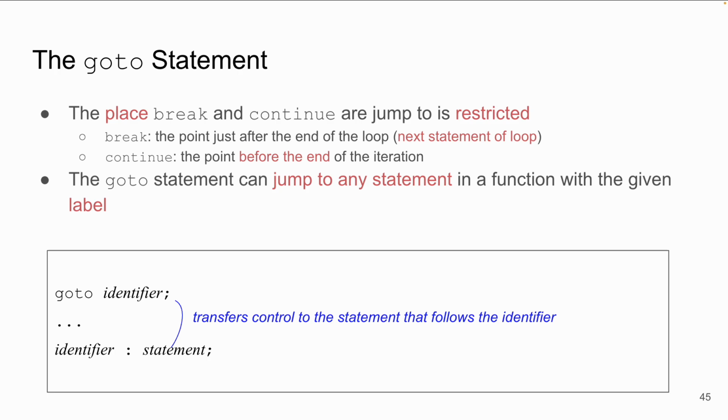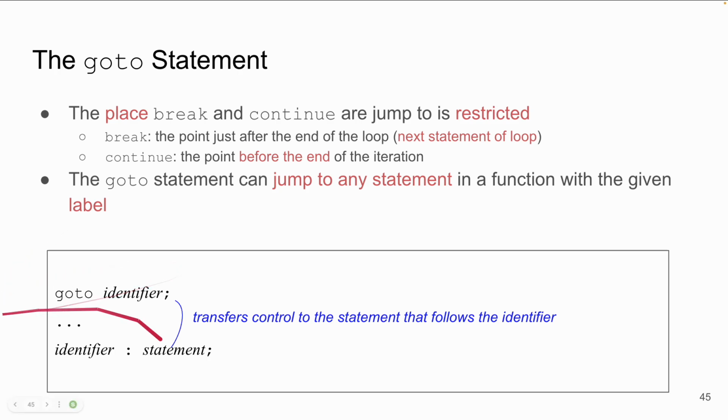So the final jump statement is the goto statement. You can see that the places the break and continue statements can help us jump to are really restricted, right? Because break jumps to the point at the end of the loop, and continue jumps to the line before the end of the loop. If you want to determine where you want to jump to, you can use the goto statement. The goto statement can jump to any statement in the same function with a given label.